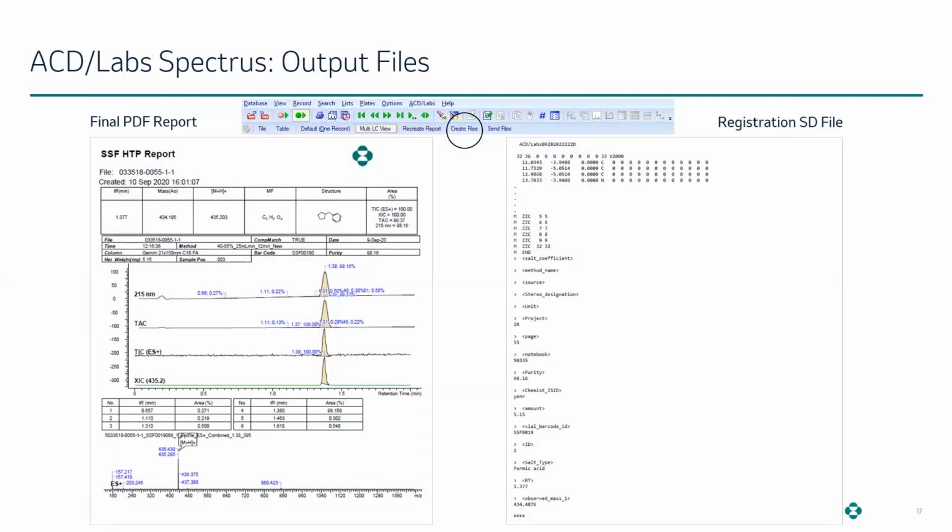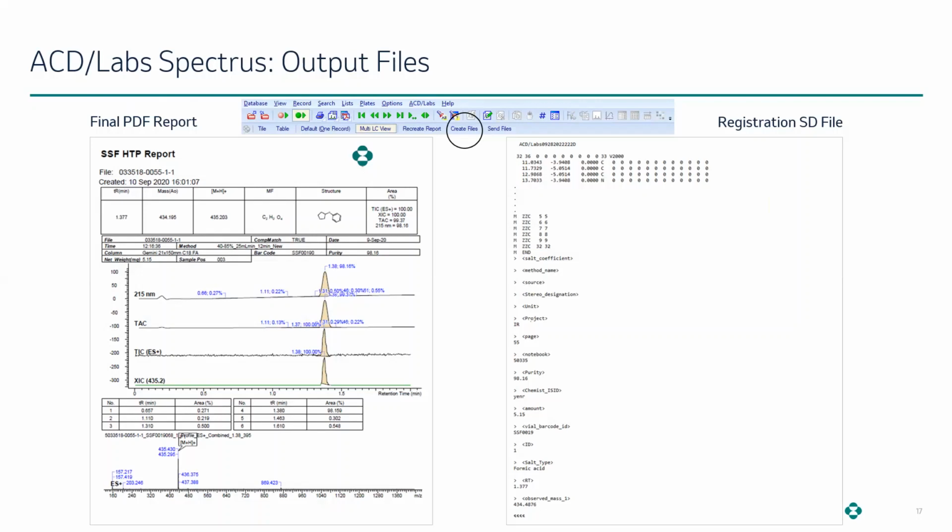After data review is complete for the entire record, clicking on the Create Files button enables a final PDF summary report to be automatically created, containing essentially all the relevant sample and chromatography information, as well as a registration SD file that contains the headers, which include barcode, purity, and weight data. So this report file can be saved in the appropriate ELN page.